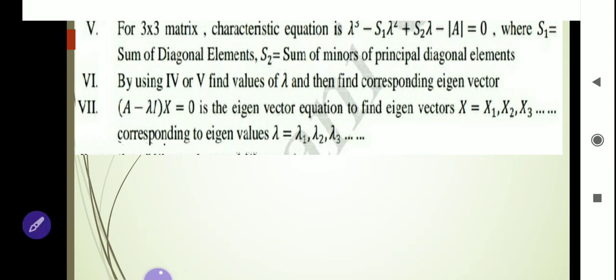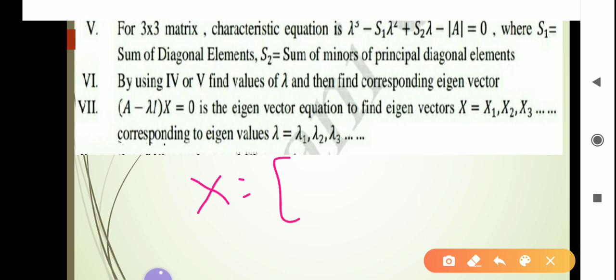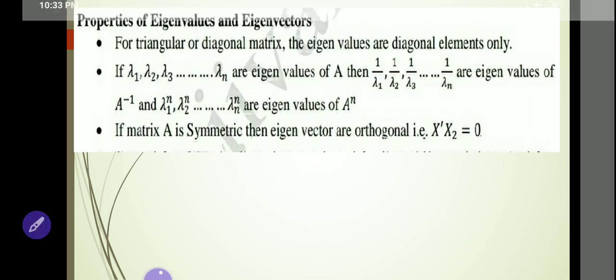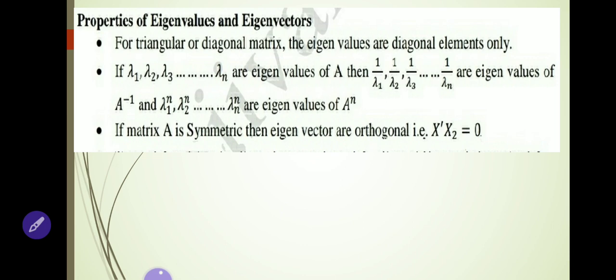And after getting x, y, z, we have to write the eigenvector: capital X is equal to the column matrix x, y, z, and whatever values of x, y, z come, put them here. So this is the method of how to find the eigenvector. Now there are some properties of eigenvalues.